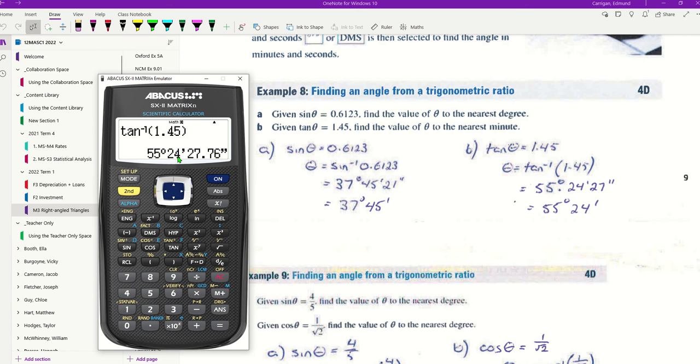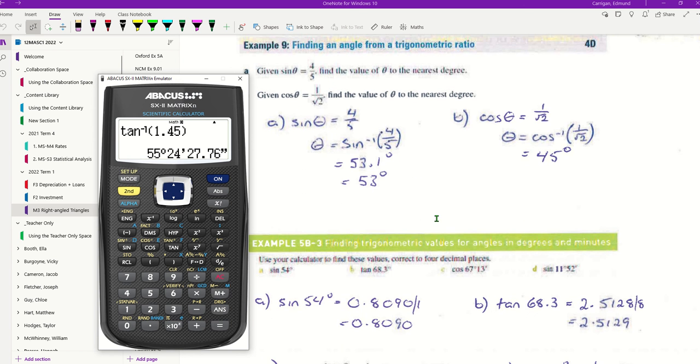Now, there are 60 minutes in a degree, so halfway is 30 minutes. So anything above 30 minutes is going to be rounded up. Anything below 30 minutes gets rounded down. 55 degrees and 24 minutes.